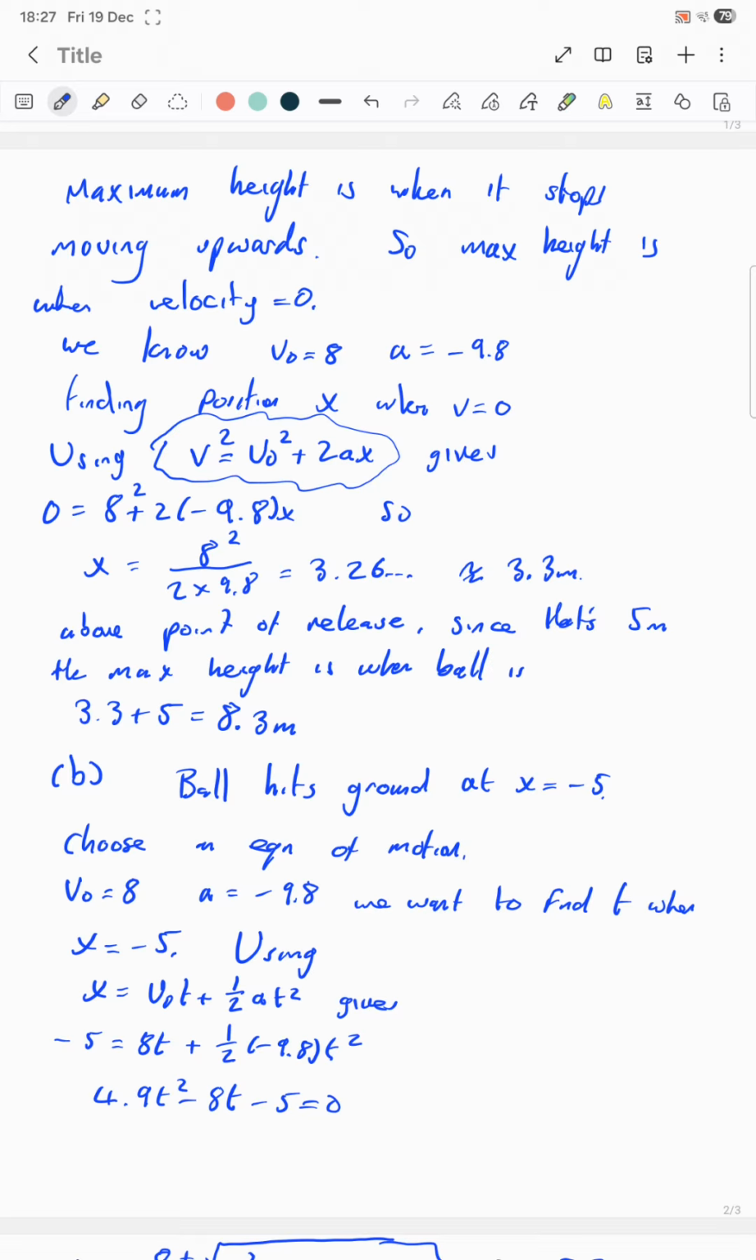Newton's theory. I forgot what these equations are called now, but I'll get back to you on that. Once we've plugged this in, we get this: x equals 8 squared over 2 multiplied by 9.8, which equals 3.26, or approximately 3.3 meters above the point of release. Since that's 5 meters, the maximum height is when the ball is 3.3 plus 5 equals 8.3 meters.